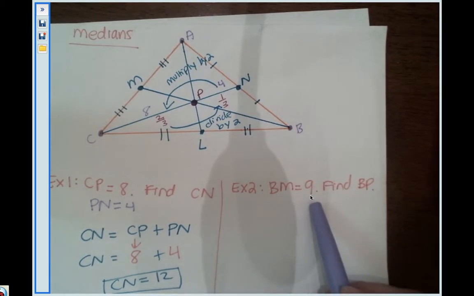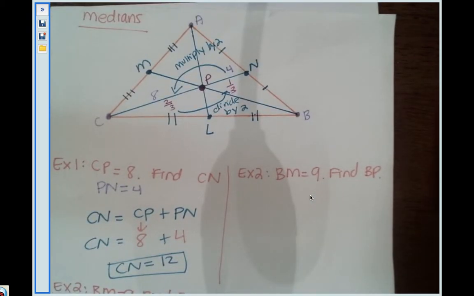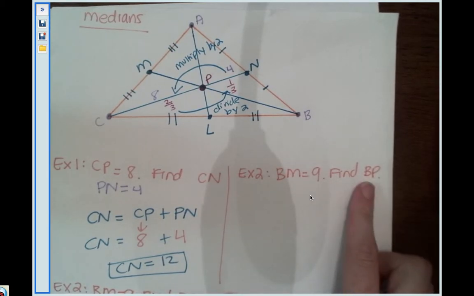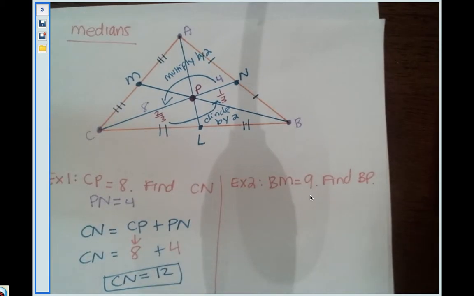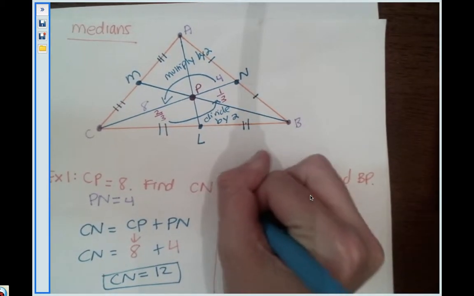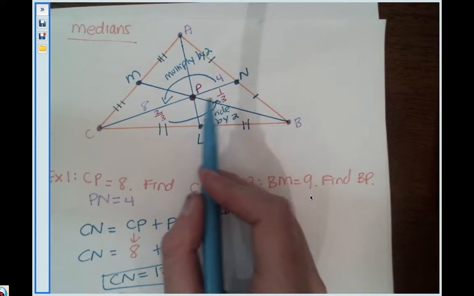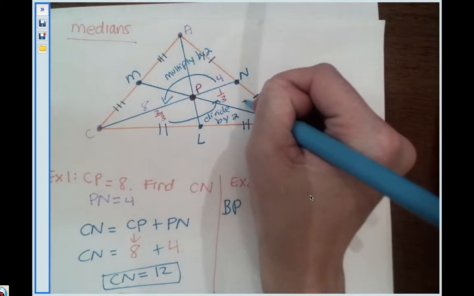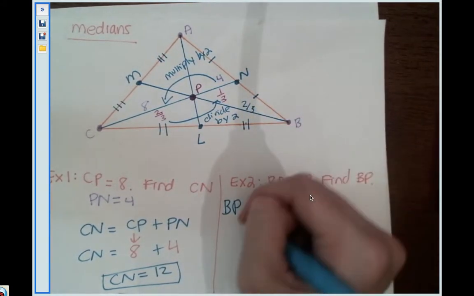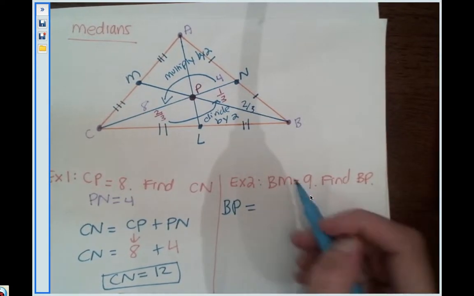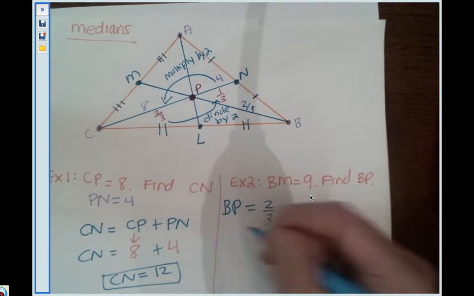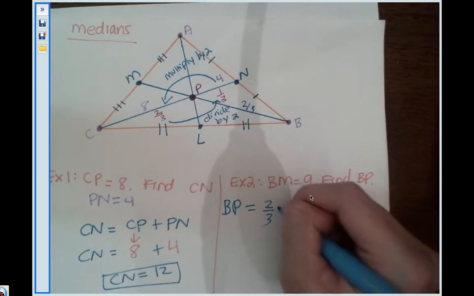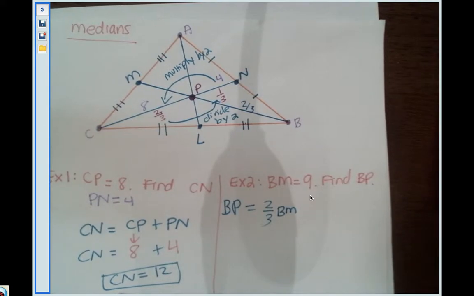Alright, so the whole median is 9, and I want to find BP. So I'm going to write a statement represented by BP. BP, the distance from the vertex to the centroid, is 2/3 the length of the entire median. So if I multiply the entire median, which is BM, by 2/3, bam, I'm going to get BP. So this is one way you can solve.